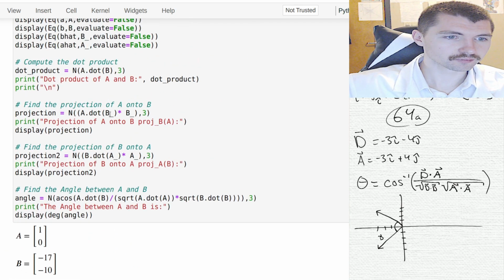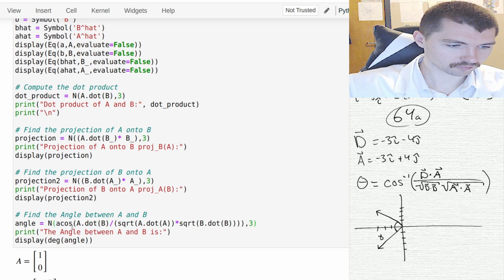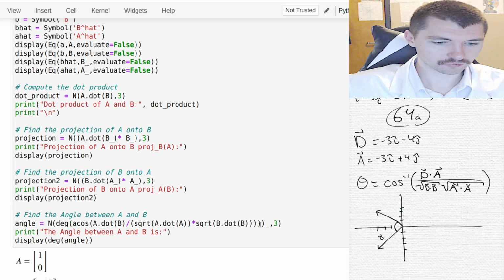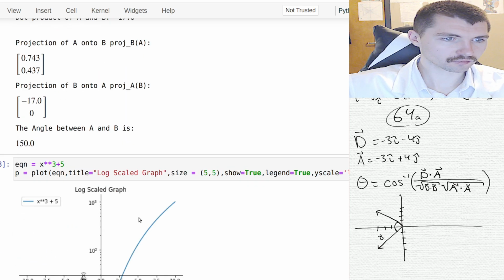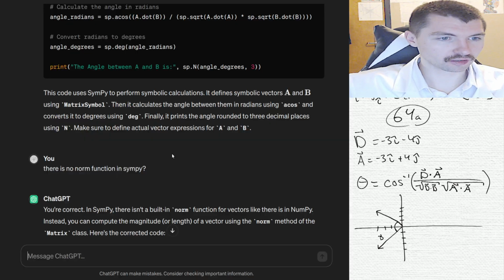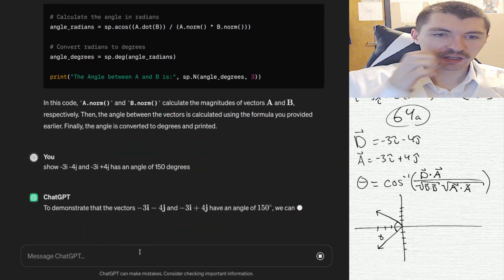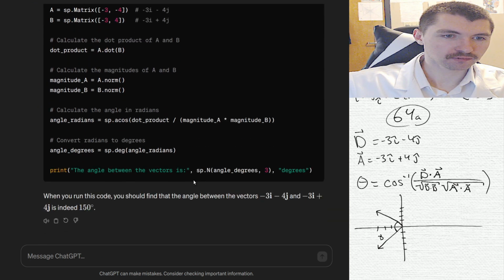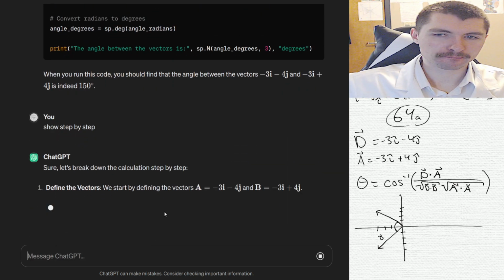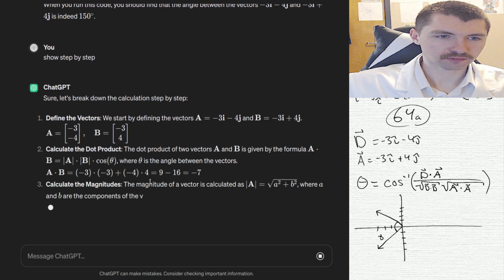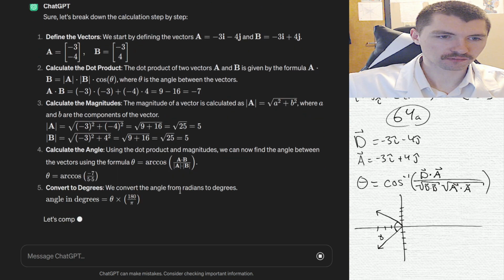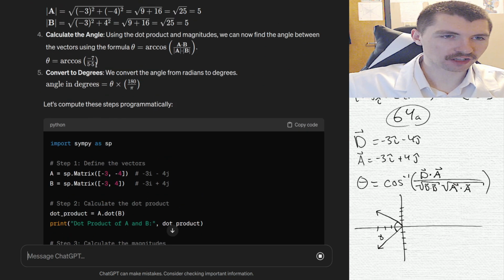There we go. $150. Okay. No, -3i minus 4j and 3i plus 4j, and that's an angle of 150 degrees. Go step by step. -7 divided by 25.